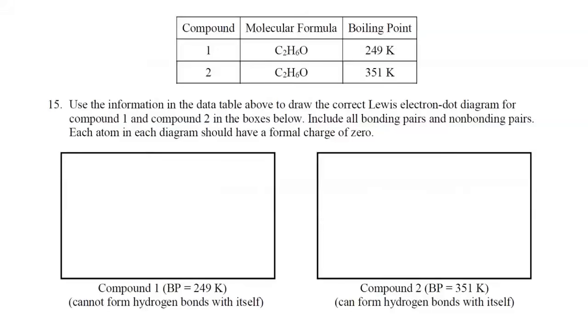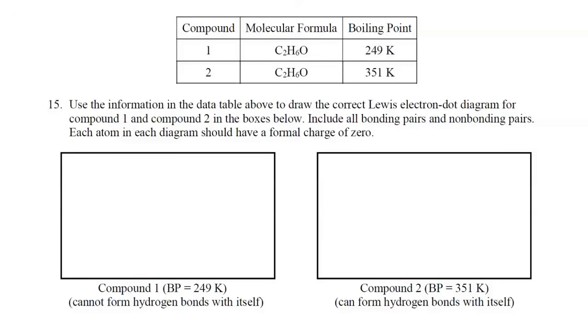Question 15. Use the information in the data table above to draw the correct Lewis electron dot diagram for compound 1 and compound 2 in the boxes below. Include all bonding pairs and non-bonding pairs. Each atom in each diagram should have a formal charge of 0. Now, what's interesting about this question is that we have the exact same molecular formula, C2H6O, but the molecule on the left, compound 1, cannot form hydrogen bonds with itself, and the molecule on the right, compound 2, is able to form hydrogen bonds with itself.